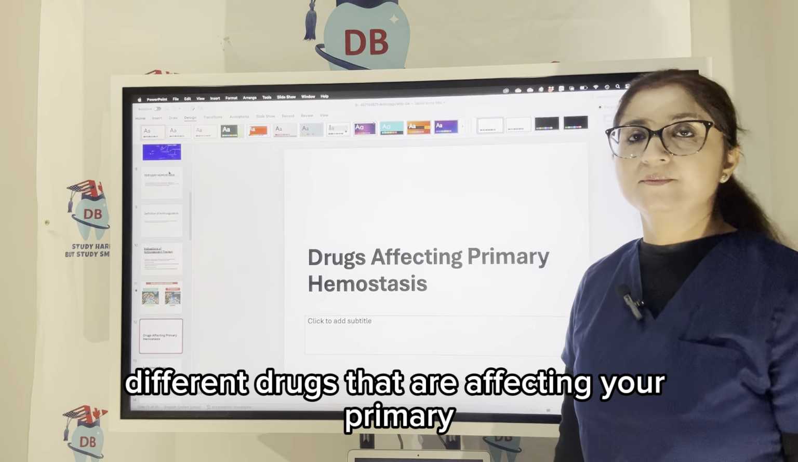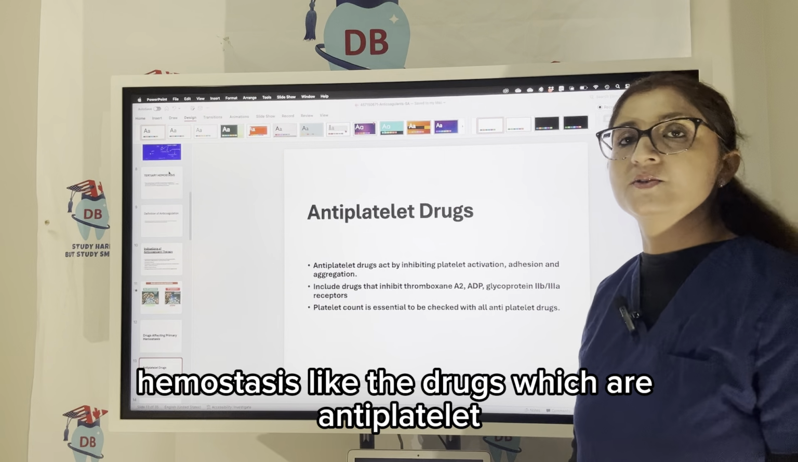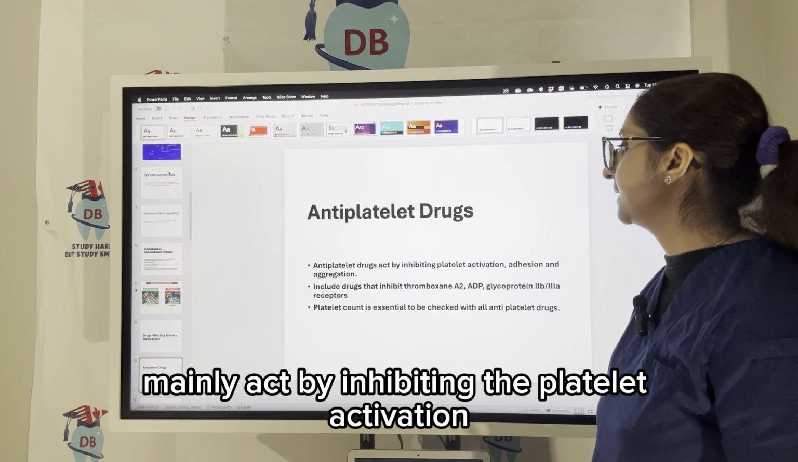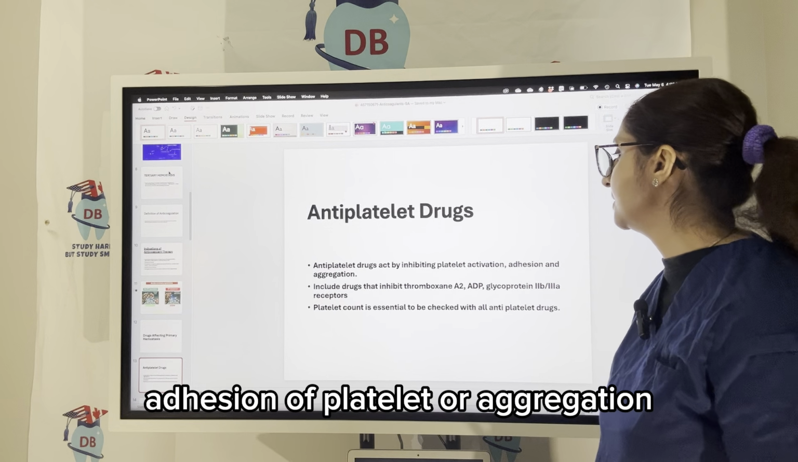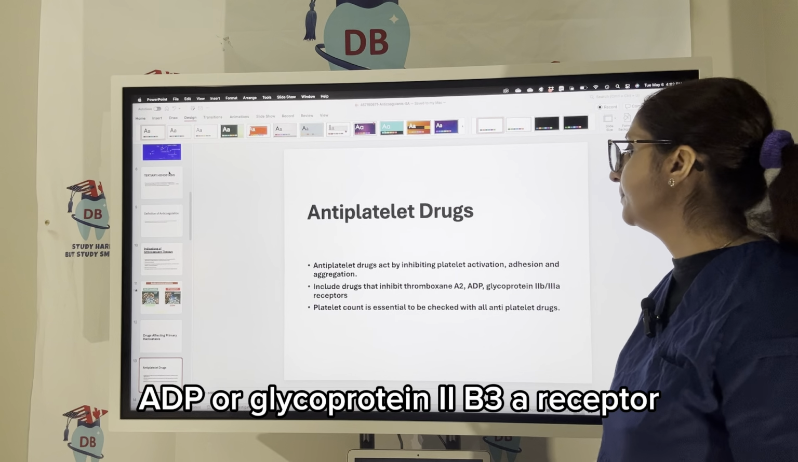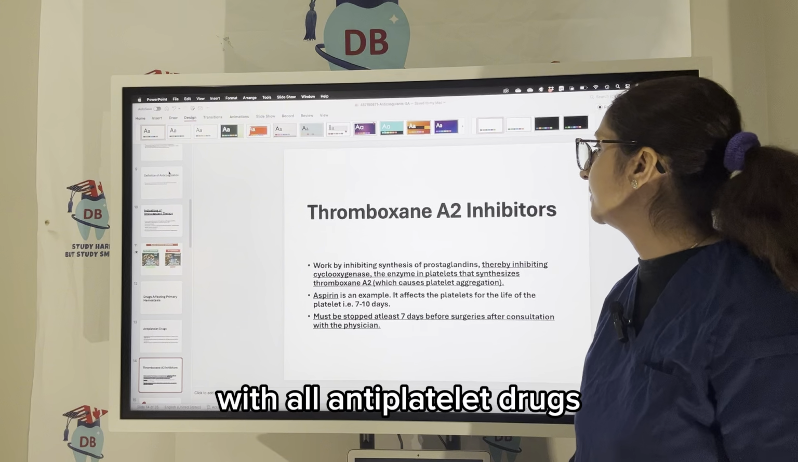Now student, let us see different drugs that are affecting your primary hemostasis, like the drugs which are antiplatelet. Antiplatelet drugs mainly act by inhibiting the platelet activation, adhesion of platelet or aggregation. Includes drugs that inhibit TXA2, ADP or glycoprotein 2B, 3A receptor. Platelet count is essential to be checked with all antiplatelet drugs.